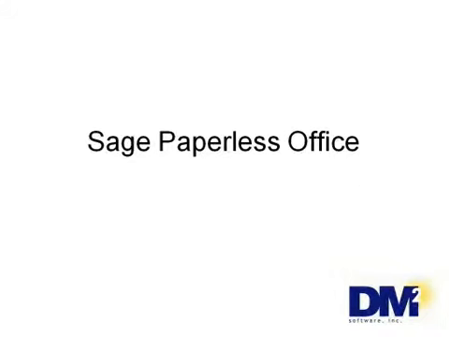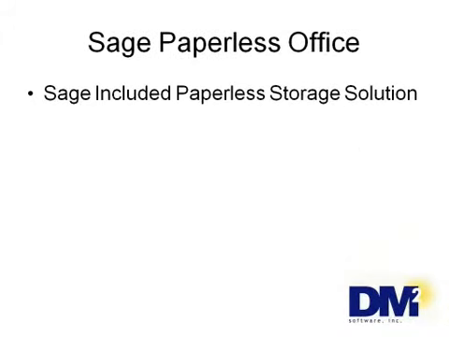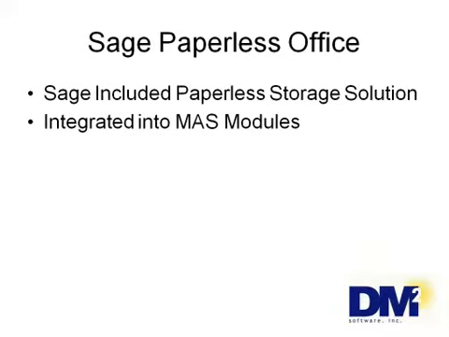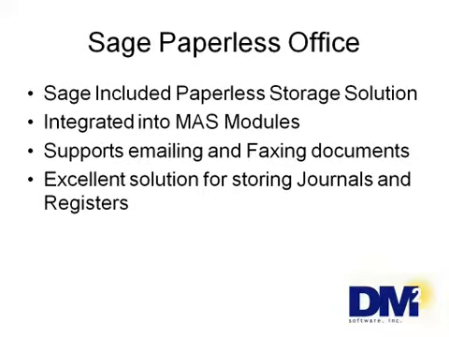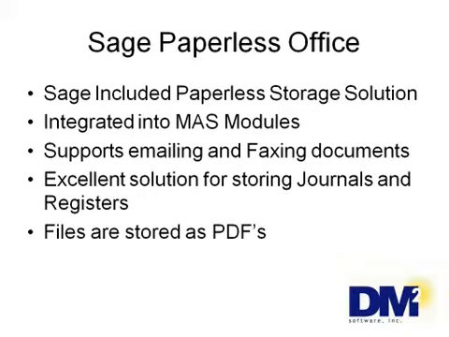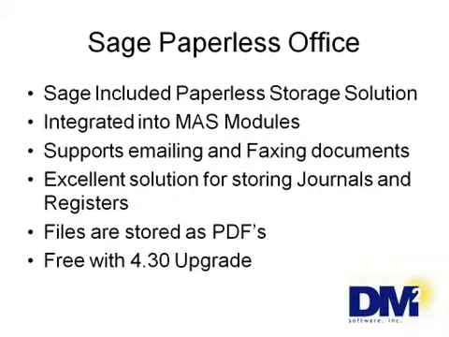Now another technology that Sage added to the core system in 4.3 is Sage Paperless Office. Basically, it's Sage's included paperless storage solution. It's integrated into the MAS modules, supports emailing and faxing documents. It's really a great solution if you're tired of printing your journals and registers, and filing them in your filing cabinets. It really works well for that. We have a lot of customers using it. The files are stored as an industry standard PDF, and once again, most importantly, free with your 4.3 upgrade.